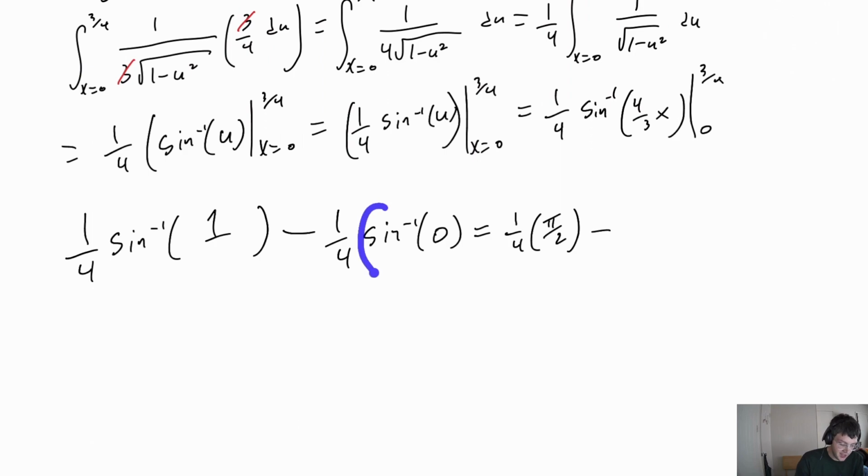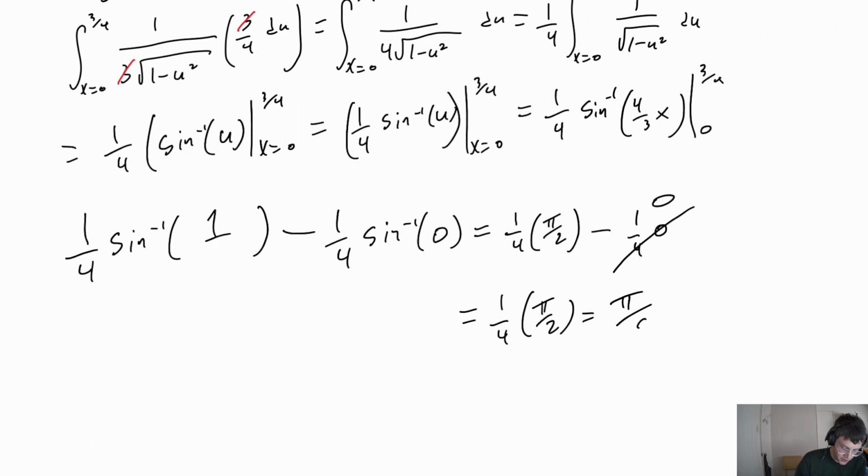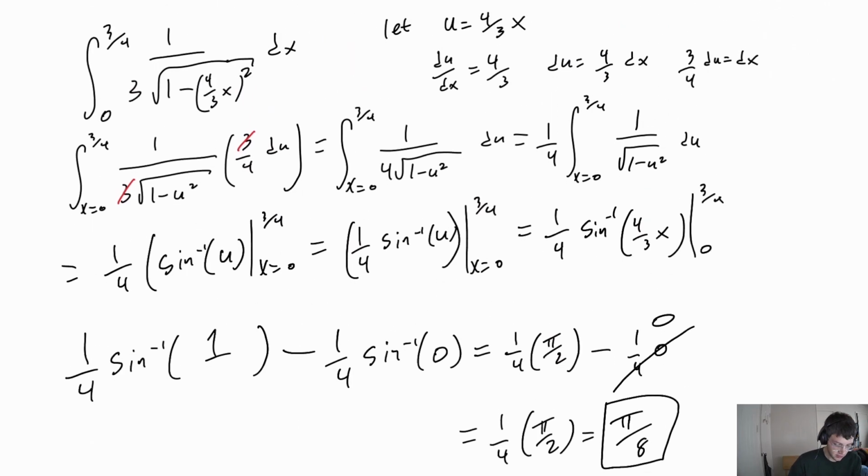minus, and now the inverse sine of 0, how can we find that? What angle, when I plug it into the sine function, gives me 0? 0, right? The sine of 0 is 0. So this is minus 1/4 times 0. That gives me 0. So my final answer is 1/4 times pi over 2, which is pi over 8. Awesome.